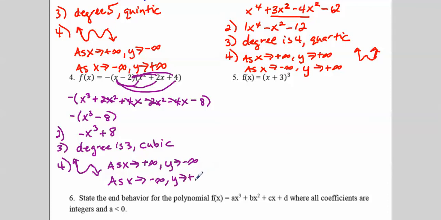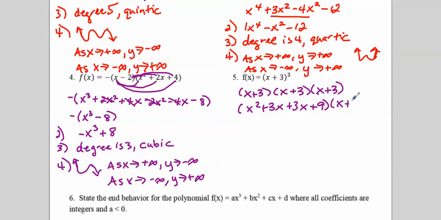Alright, for problem 5, the common mistake is to cube each term, and that just doesn't work. We're cubing the entire binomial, so that means we need to multiply it by itself, and x plus 3 is a factor 3 times. So start by multiplying the first two. X times x gives you x squared, x times 3, 3 times x, and 3 times 3. Combine the like terms.